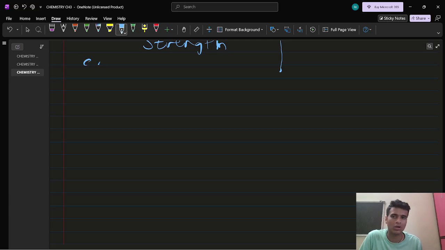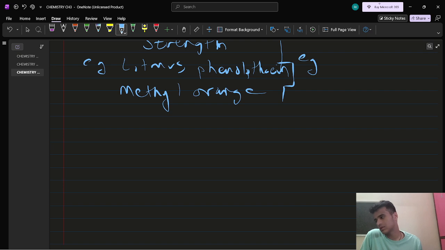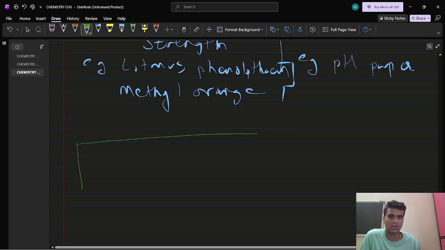Example for this acid base is litmus, phenolphthalein, spelling please check, phenolphthalein, and we have methyl orange also. And in universal the example is pH paper. हाँ, pH paper का याद रखो, it is a paper basically. This had come once in one of the prelims.